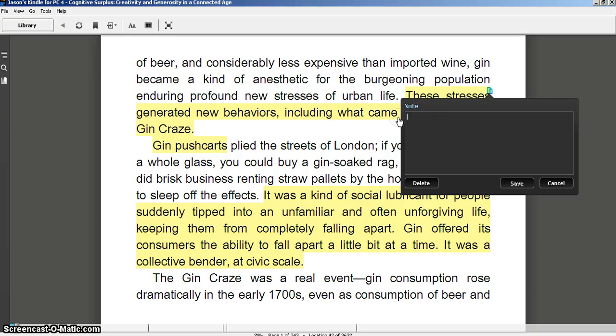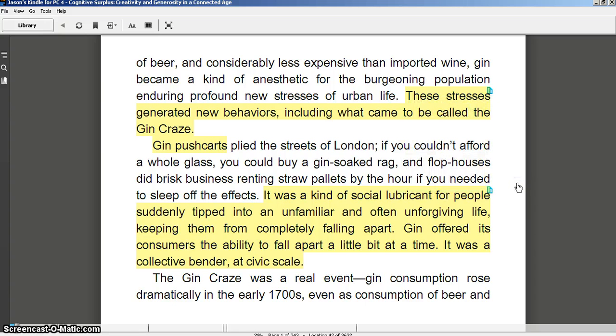So I want to put an exclamation point in the margin, because the gin craze is new learning for me. Also, gin push carts. I'm not familiar with gin push carts, so that's new learning.